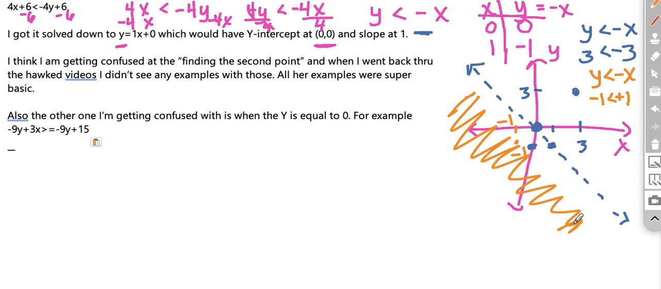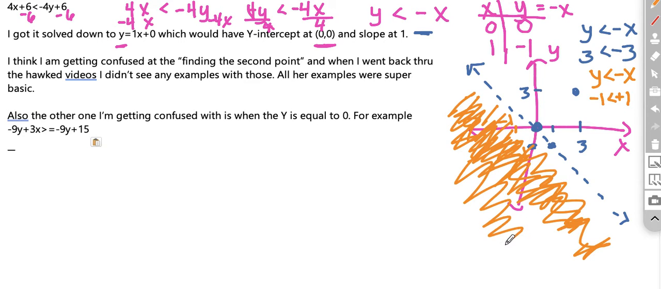Okay, we tested that out. You only have to test one point, but for the point of the video, I wanted to illustrate that. So all these points to the left of this line would be solution points.